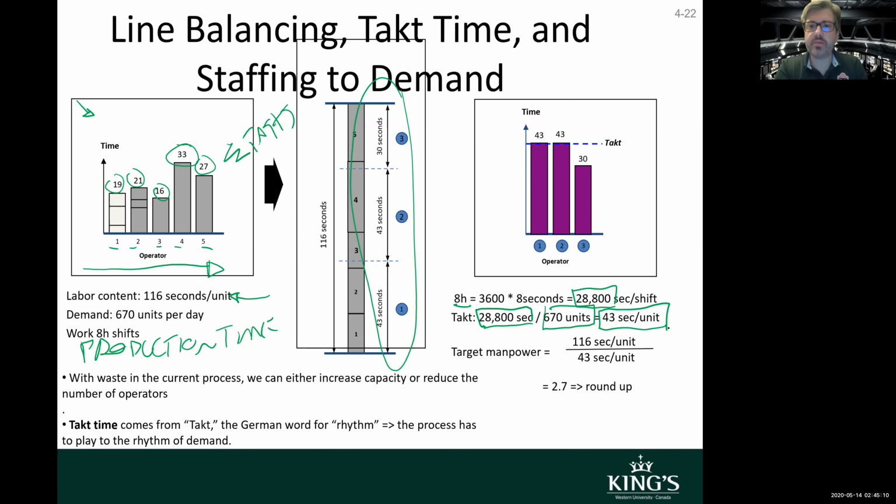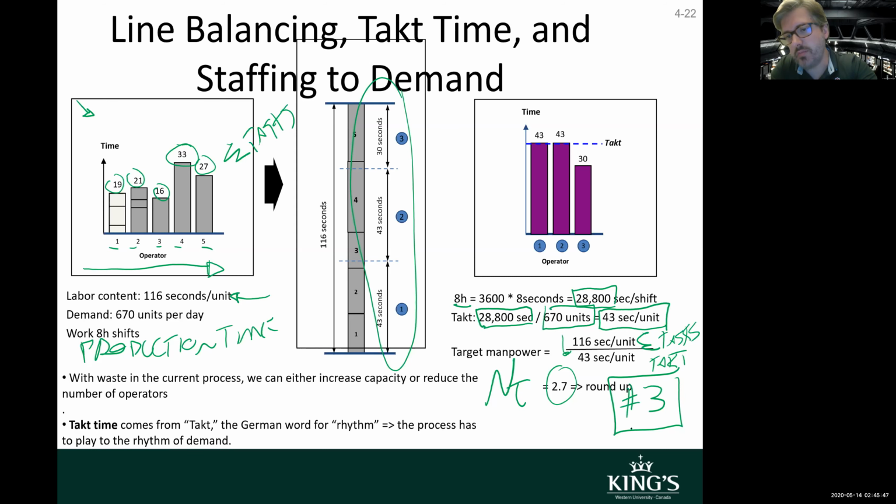So what is my target manpower? The sum of all those tasks, sum of tasks, divided by my takt. Sometimes we call this the NT, the theoretical minimum number of workstations. In this case, if you divide 116 by 43, you get 2.7 work centers, for example. So you get to round it up to 3. Right? So that is your target manpower.